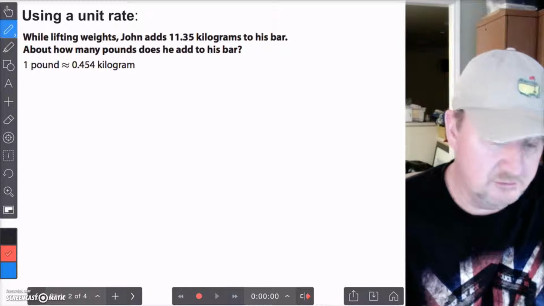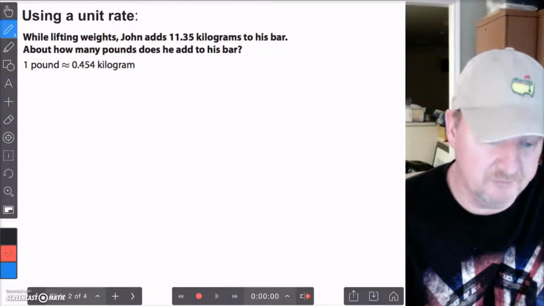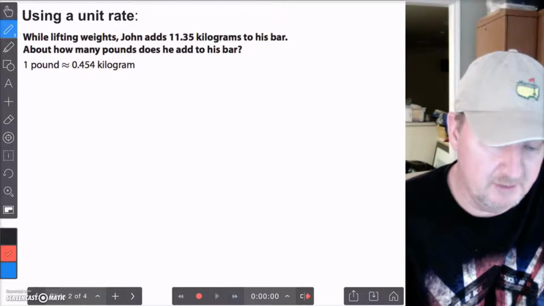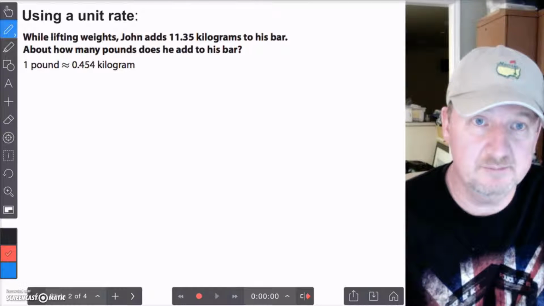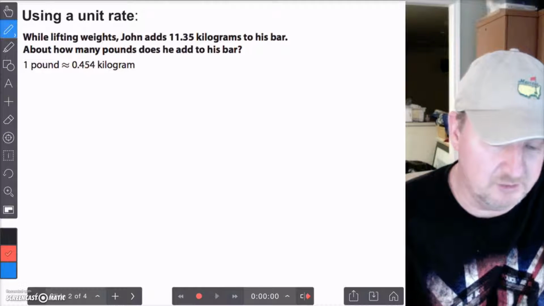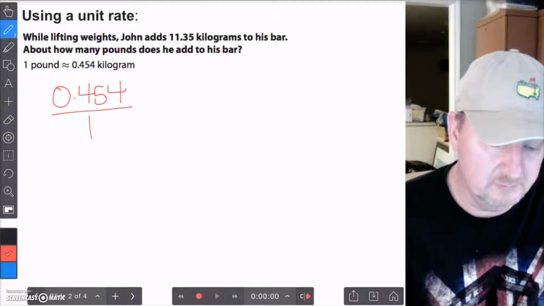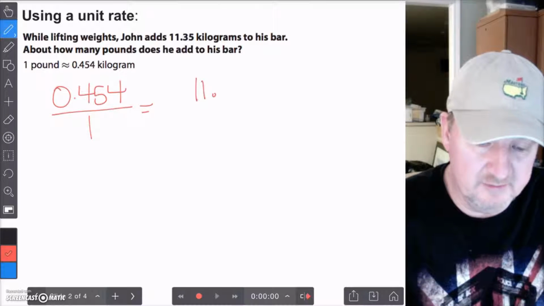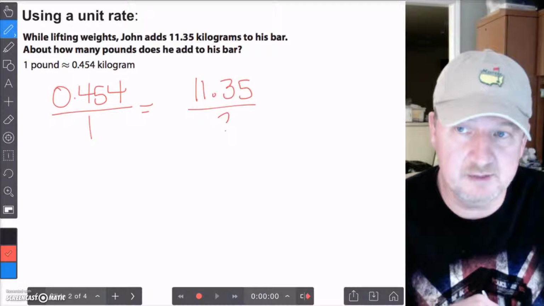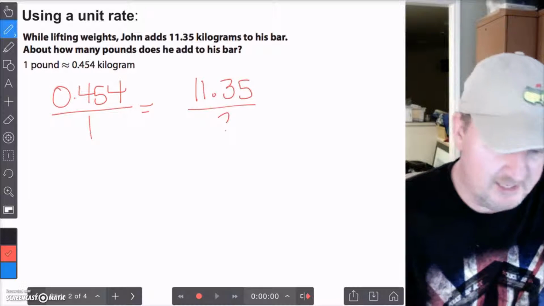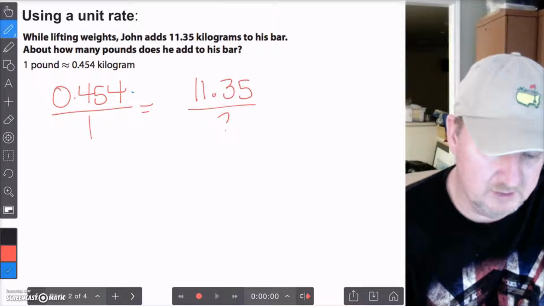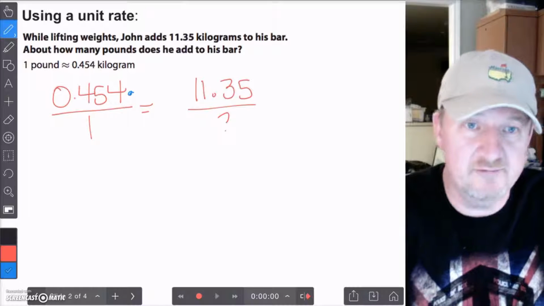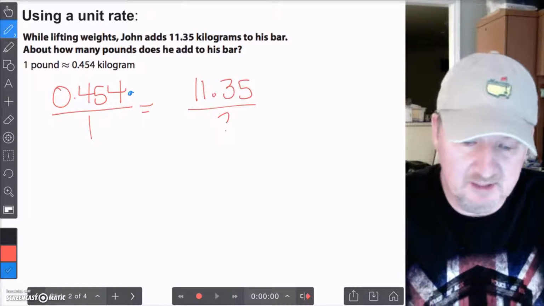So we're going to start, and we're going to write our conversion that I just told you as a unit rate. And remember, a unit rate has a second unit of 1, the denominator is 1, so I want to write it 0.454 over 1. Okay, and that's going to be the same as 11.35 over, well, we don't know what it's over yet. Okay, so we have to figure that out. So what I have been showing you how to do is you say, okay, what do I multiply 0.454 times to get 11.35?